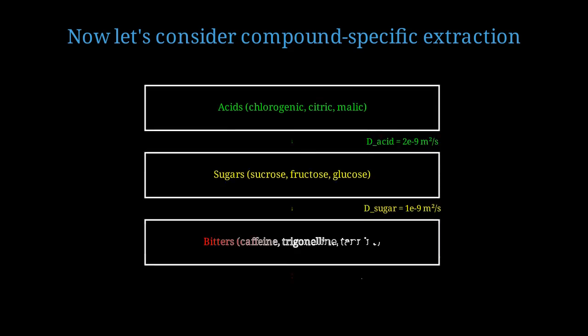Different compounds extract at different rates. We need to consider this to understand flavor development. Acids have high diffusion coefficients around 2 × 10^-9. Sugars are intermediate at 1 × 10^-9. Bitter compounds are slowest at 5 × 10^-10 meters squared per second. This difference in diffusion rates creates a sequential extraction.